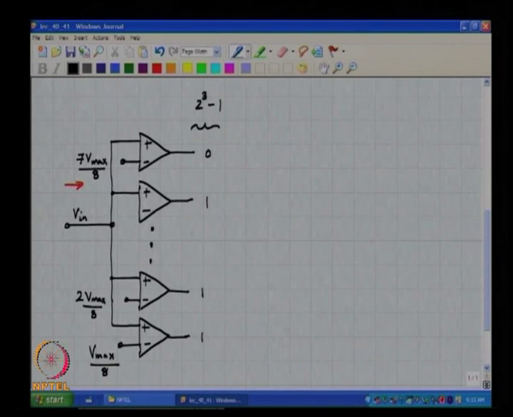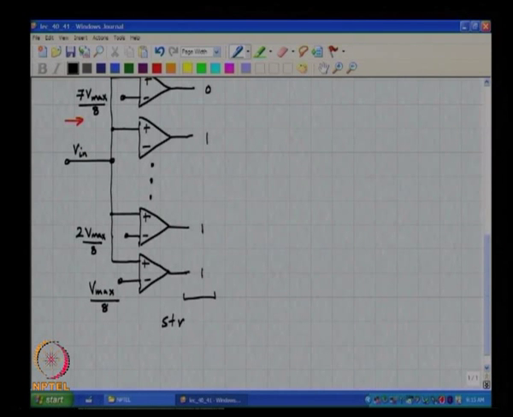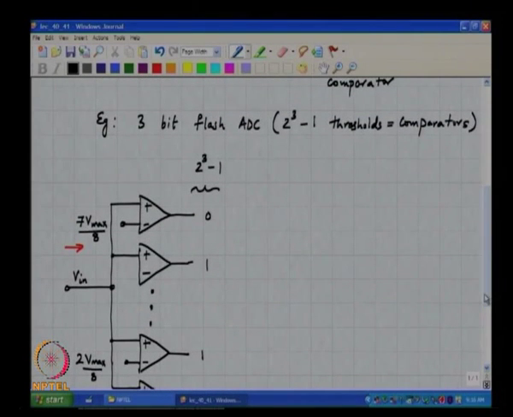So, if everything is working properly, then this code, which is 2 to the n minus 1 bits long, consists of a string of 1s followed by a string of zeros, and this is given a special name. Depending on the level of the input, the number of 1s keeps varying, just like the mercury in a thermometer, and this is why this code is called a thermometer code.